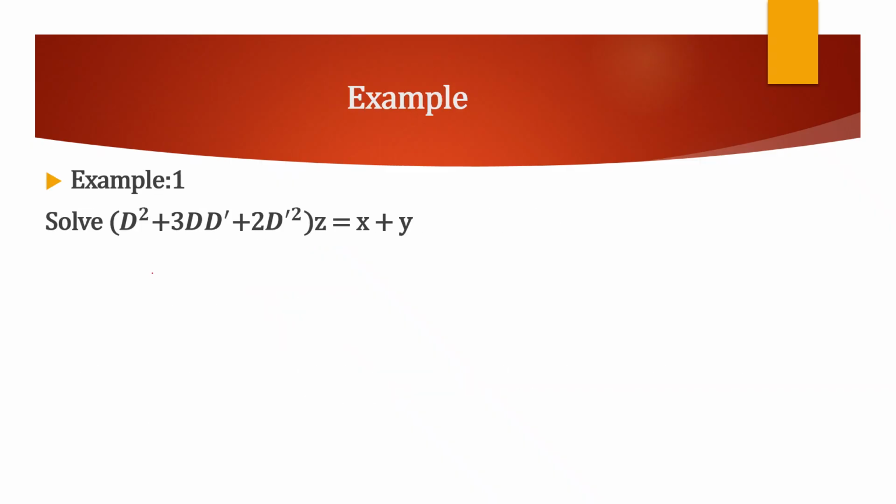So this is our first example. See the right hand side, which is not a type 1 or type 2, because type 1 is exponential function and type 2 is trigonometric function. But here in the right hand side we have a polynomial function, which is a type 3 function. So first we are going to find the complementary function.